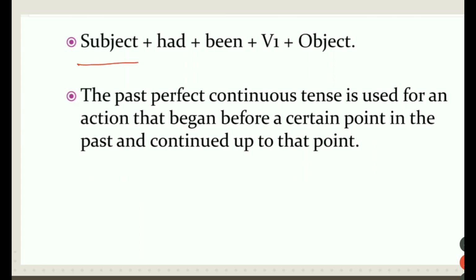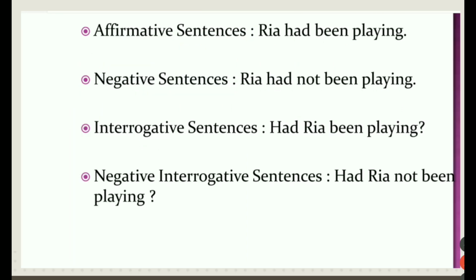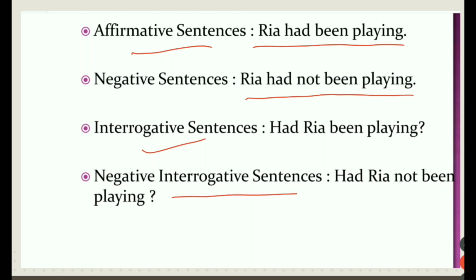The next form is subject plus had plus been plus V1 and the object. This is the past perfect continuous tense, which is used for an action that began before a certain point in the past and continued up to that particular point. For example, Ria had been playing. This is an affirmative sentence. The negative would be Ria had not been playing, and the interrogative would be had Ria been playing. Negative interrogative sentence would be had Ria not been playing.